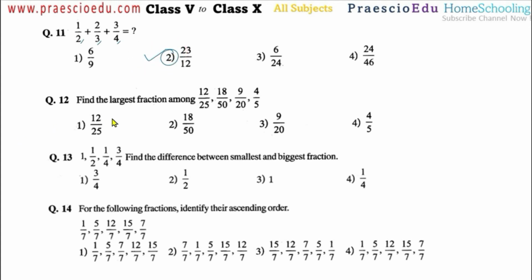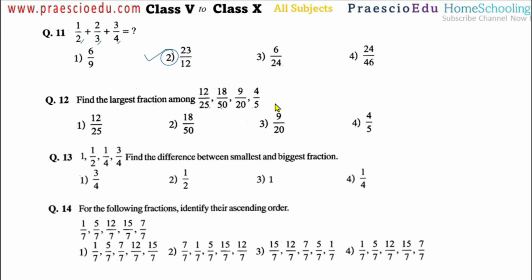Now question number 12: find the largest fraction among 12 by 25, then 18 by 50, then 9 by 20 and 4 by 5. So to make the comparison between these, either we have to make the numerator the same or the denominator the same. The simple way is making the denominator the same. So now here we have 25 and 50 and 20 and 5. Which multiple is common between these, which should be the least?